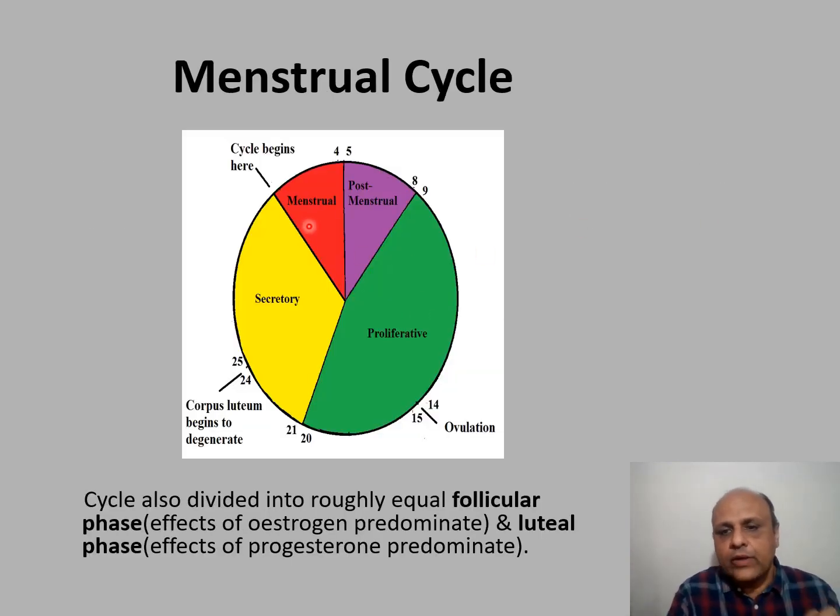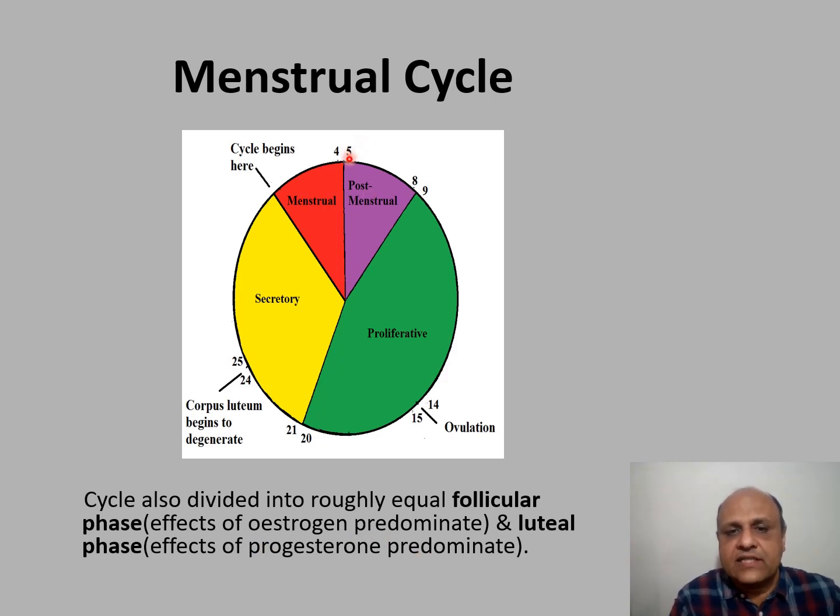So in a typical 28-day cycle, you can appreciate till the 4th day menstrual phase, 4th to 8th day postmenstrual phase, then from the 9th to 20th day you have got the proliferative phase, and then from 21 days onwards till 28 days is the secretory phase. So cycle begins with the onset of bleeding. It begins here. The cycle is also divided roughly into follicular phase, in which the effects of estrogen predominate, and luteal phase, in which the effects of progesterone predominate.